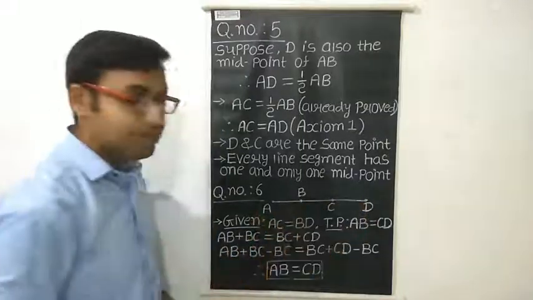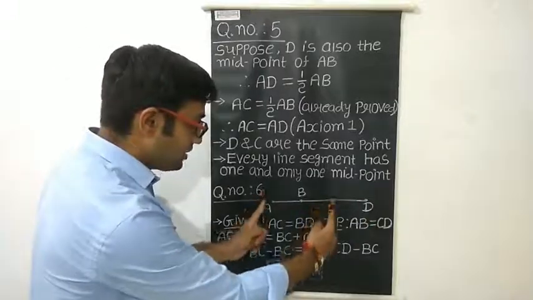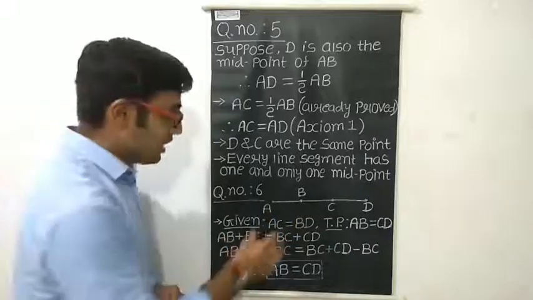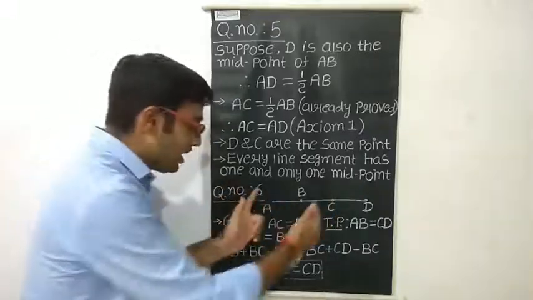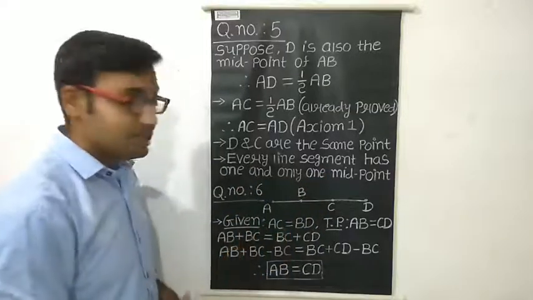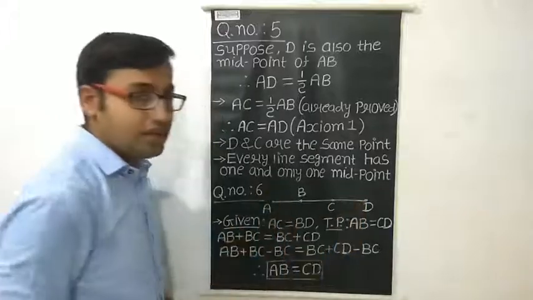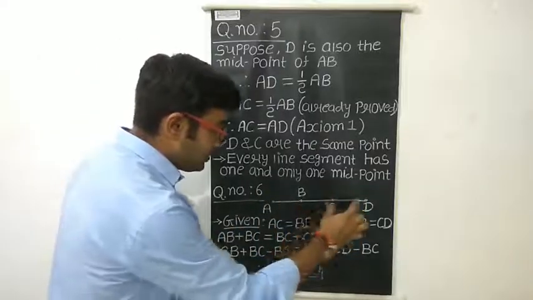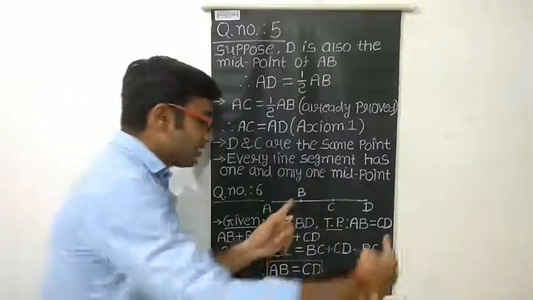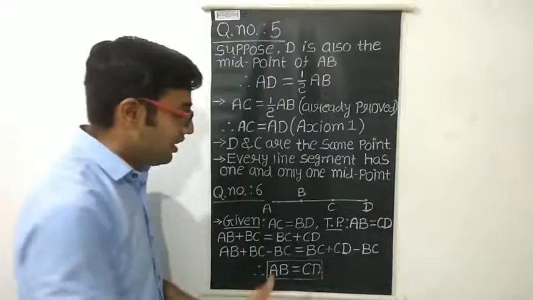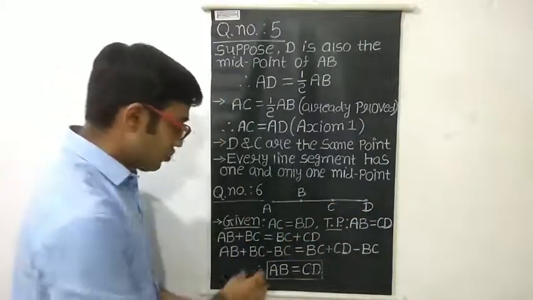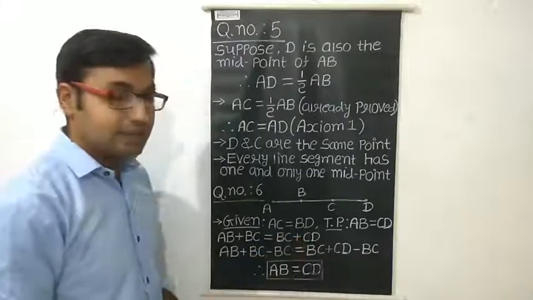AC is equal to BD. So notice, we can write down this AC in the form of AB plus BC, because AB plus BC coincides with the AC, right? So instead of AC, we can write down AB plus BC. In the same way, this BD also we can write down as BC plus CD, because the addition of BC and CD coincides with BD. Coincide means BD totally covers the BC plus CD, right? So instead of BD, we write BC plus CD.